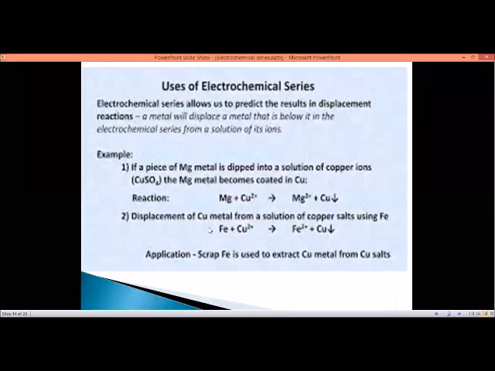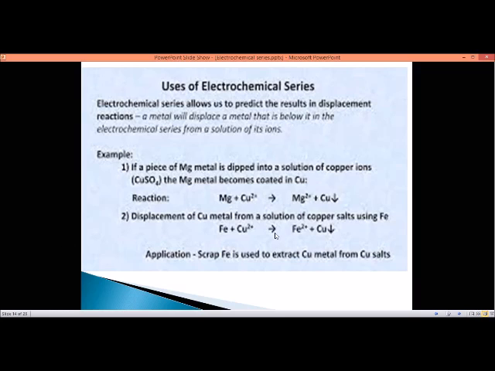That has happened here. In a similar manner, if I react iron and Cu2+, that is displacement of copper metal from the solution of the copper salt using iron. This is actually done in practice. They will take scrap iron, which means pieces of iron, and put it in a copper salt solution, and they will extract copper metal out of it. This is done by people who want to take the copper metal out of wires or electrical things, because copper is very, very expensive. So by using this scrap iron, you can actually extract 100% pure copper out of the copper sulfate solution.